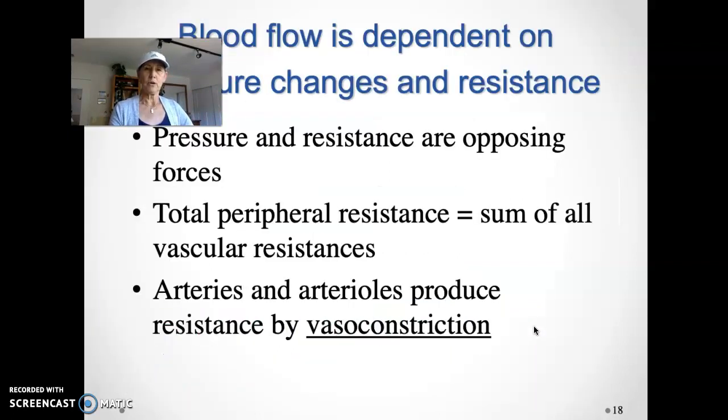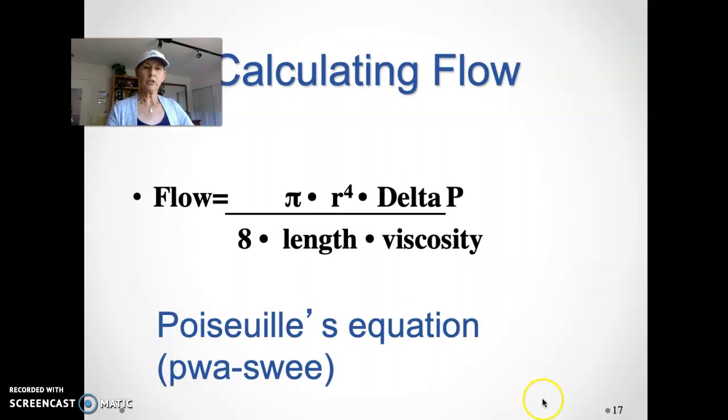Okay, so I'm going to stop at this equation, which is called Poiseuille's equation, really important, where it's going to integrate radius, pressure, like the pressure of the suction. Here it's the pressure of the heart actually moving that fluid, and then the length and the viscosity.